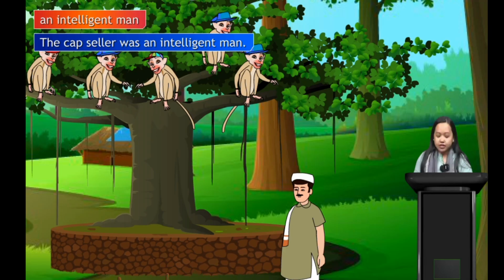What does it say? The cap seller. He is a cap seller. Okay. The person who goes to the market and sells caps, what do we call that person? Cap seller. Okay. So this cap seller, what does it say? An intelligent man. As we can see here, a hint is given, an intelligent man, right? So we form a sentence with this word, an intelligent man. What does it say? The cap seller was an intelligent man. Okay.